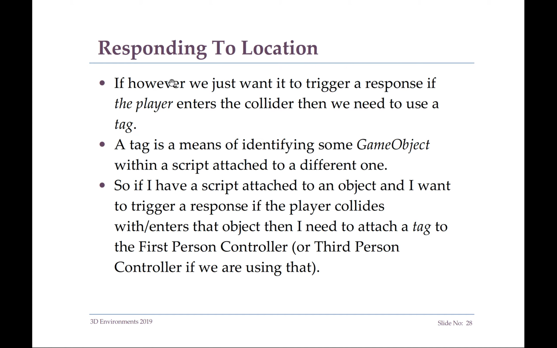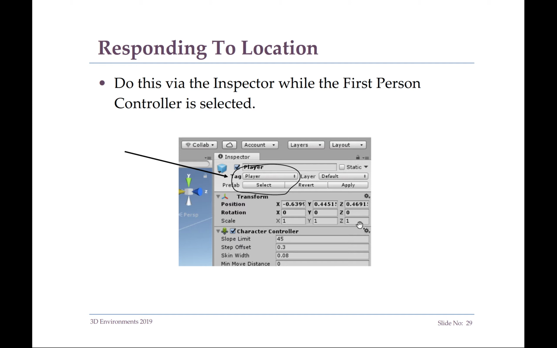Now, the handy thing about this is that we can also get it to trigger responses if specific entities such as the player enters the collider. And we do this by using the notion of tag. A tag is a means of identifying some game object within a script attached to a different one. So for example, if I have a script attached to some object and I want something to happen if the player collides with it or enters that space, then I attach a tag to the first person controller or the third person controller if we're using that.